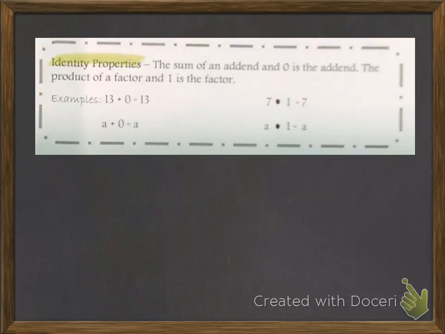Here we have an identity property. Identity property is the sum of an addend and 0 is the addend. So the value of the number would not change. And the product of a factor and 1 is the factor. So for example, our addend is 13. If we do 13 plus 0, we will always get 13. So anything plus 0 is that number. Therefore, anything, meaning A using our variable, plus 0 is always going to equal A.